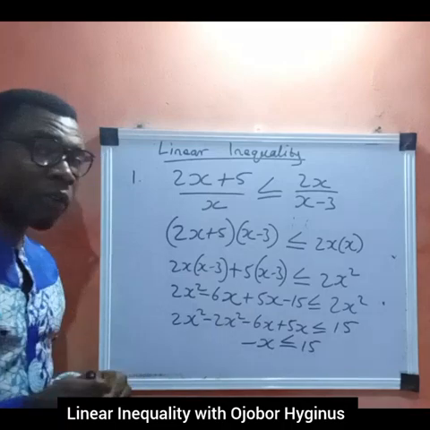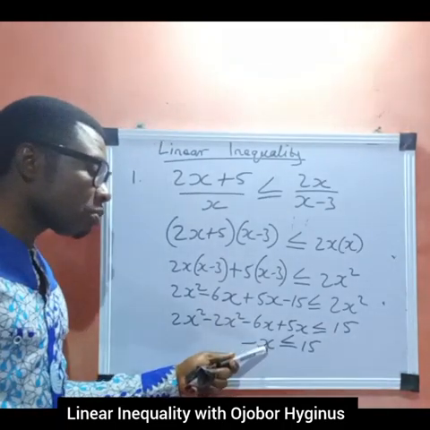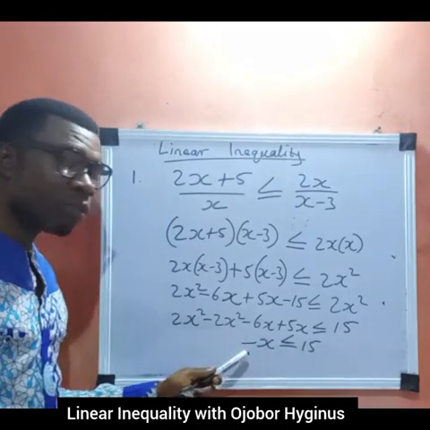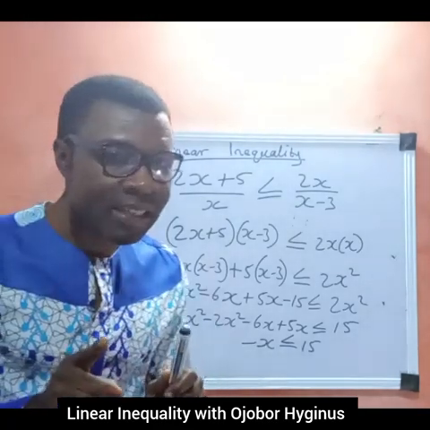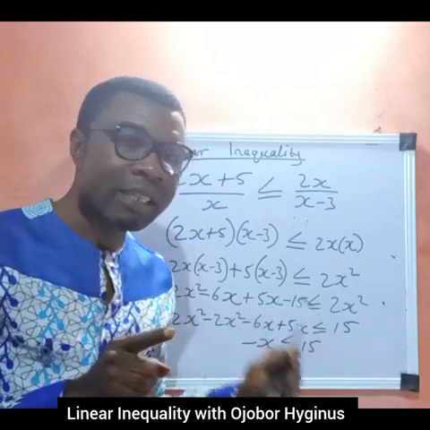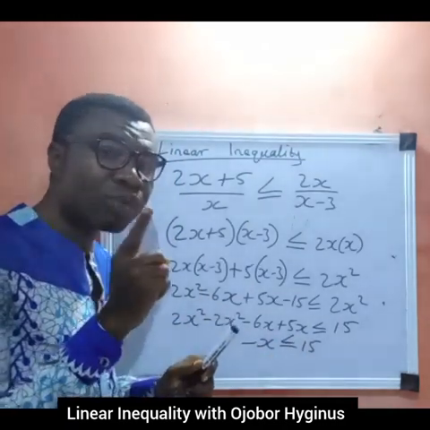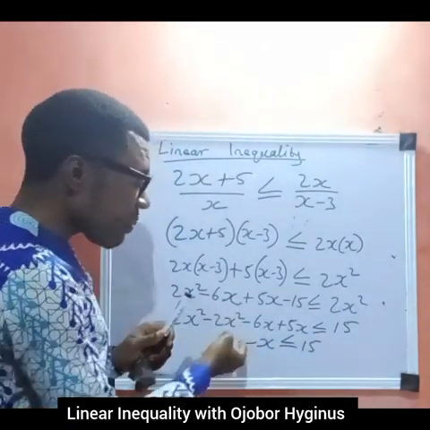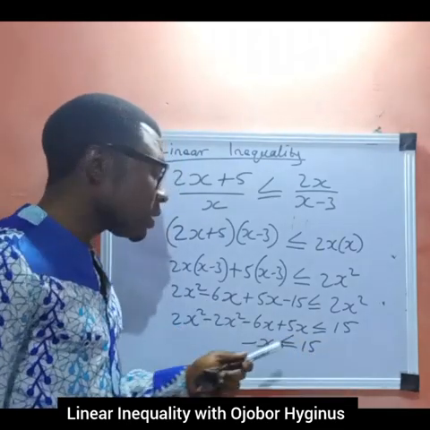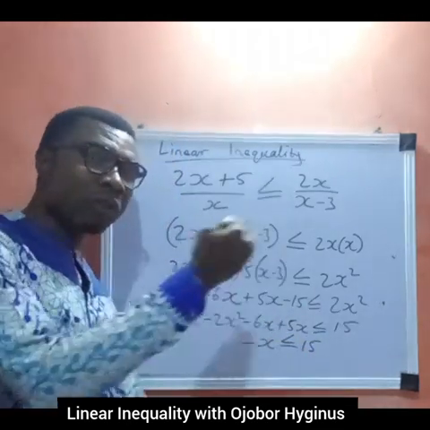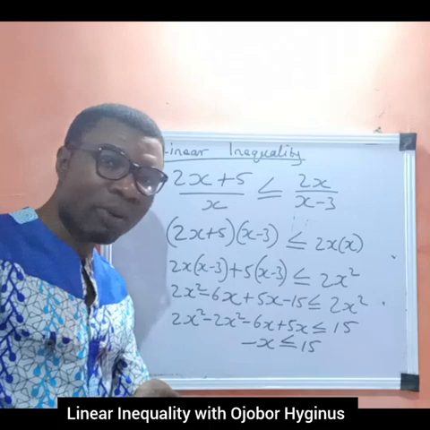And of course, we are looking for x, not minus x. So either we multiply both sides by minus 1 or divide both sides by minus 1 so that this minus will go. Now, here we have a slight difference between this and an equation. Whenever you are multiplying through by a negative number or dividing through by a negative number, the inequality sign turns. If it is greater than, it will turn to less than. If it is less than, it will turn to greater than.